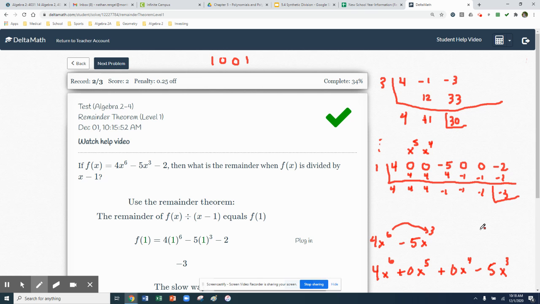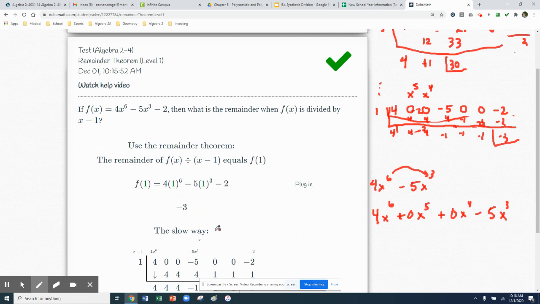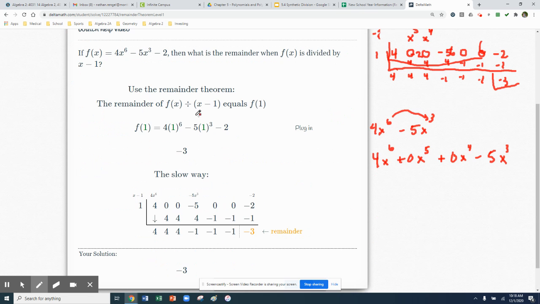Right, and you'll see other ways to use the remainder theorem. You can kind of play around with that. Right now, we're really focusing on synthetic division, so I did it this way, but you'll see Delta Math, they'll have other methods of doing it. You can simply just input 1 into your function and get negative 3, or you can do, like I did, the slow way. Geez, they're making fun of me. The slow way, you can use synthetic division to solve it out as well. So kind of play around with that.